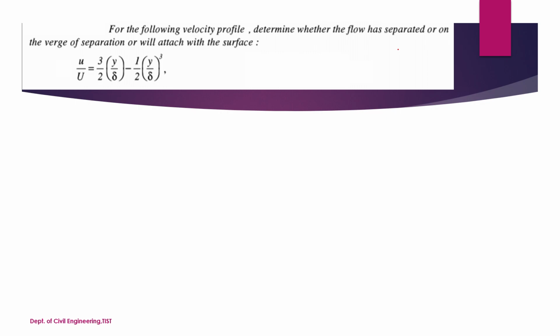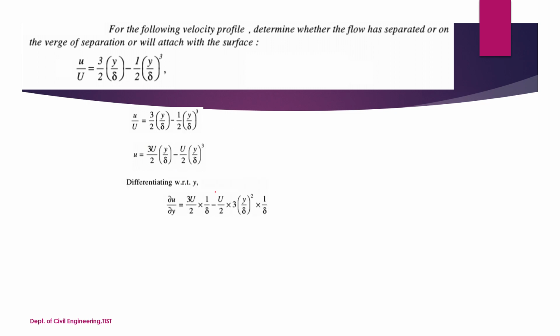As discussed in the previous slide, we have to first find out ∂u/∂y, since the u by U value is given. For that, from this equation, you can write the expression for u. Then differentiate the equation of u with y. Differentiating with y, you can find out ∂u/∂y. Then substitute the value of y as 0, so that you will get the value of ∂u/∂y at y equal to 0. So this is what you got for ∂u/∂y at y equal to 0.